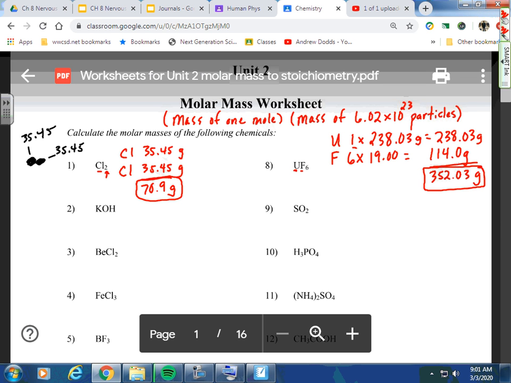I just added these up. The only time you have to multiply is if there's more than one atom of that kind. You might want to multiply the mass instead of adding them up a bunch of times, but it would be the same thing.